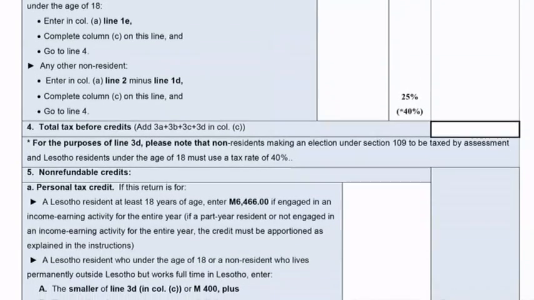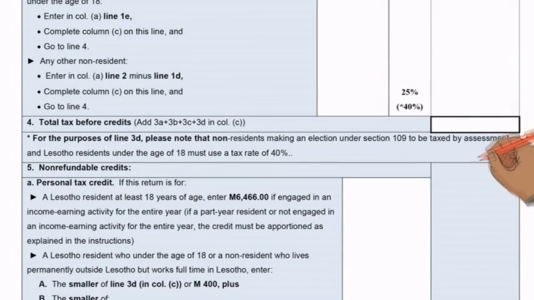4. Sum up the total of both results from column C to find the total tax before credit. 5A. Personal tax credit. The personal credit of 6,466 maloti is deducted from the tax before credits to obtain the total non-refundable credits.